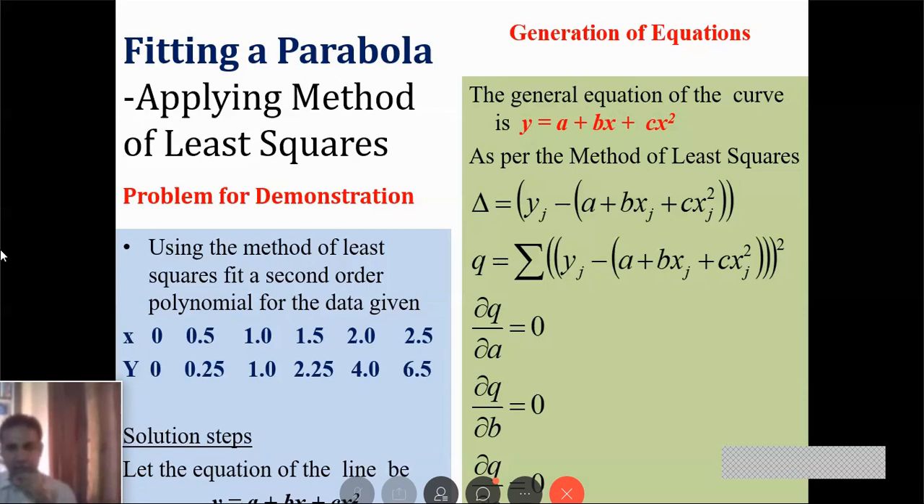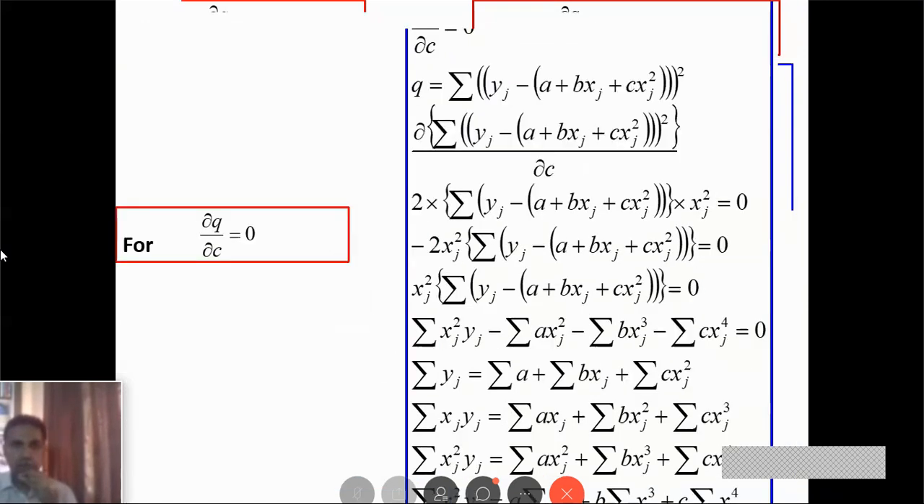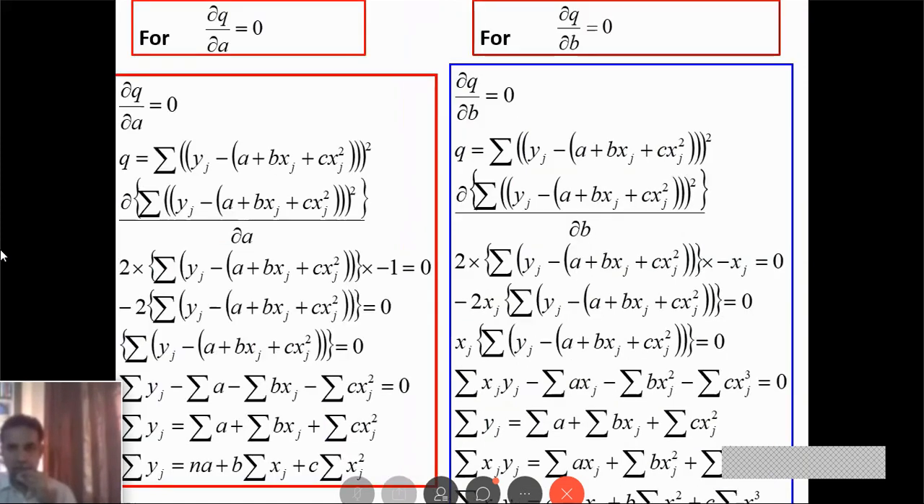Wow. Next slide. Next slide, please. So I'm taking up three different approaches. Again, the previous slide, please.